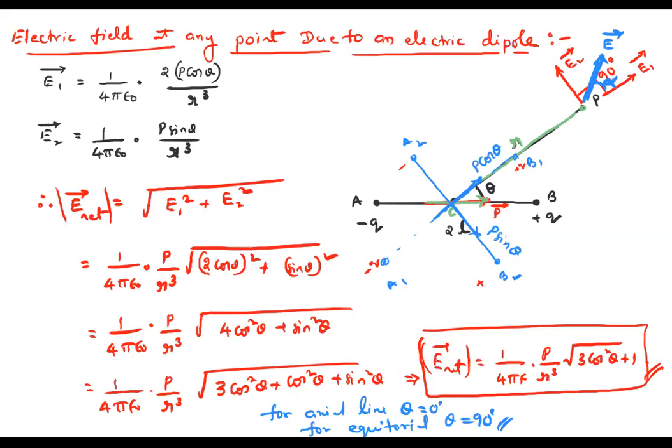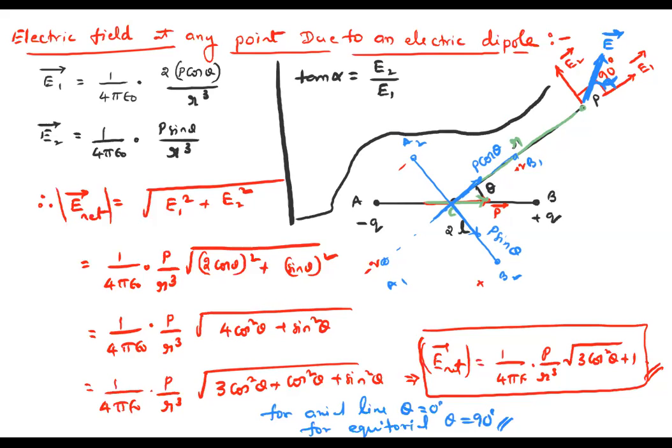E1, alpha. Therefore, how to find the value of alpha? Then I will use a small space. I can write tan alpha is equal to E2 by E1. Here, alpha is making with E1. That's why E2 by E1. As you know that E2 by E1 means 1 by 4 pi epsilon naught P by R cube is the same in both of them. It will be cancelled. Sin theta by 2 cos theta. That's why tan alpha equals half tan theta.